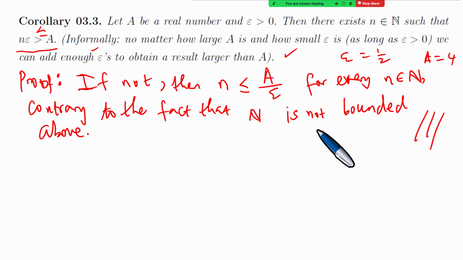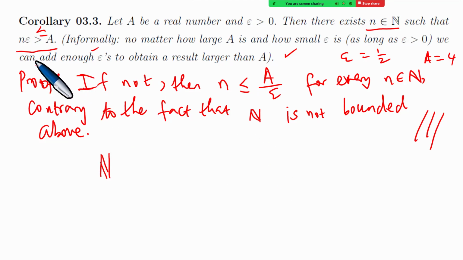Because this is contrary to the fact that n is a natural number. If n is a natural number, it is saying that the set of natural numbers is bounded above. Yet we just proved that it is not bounded above. So this is contrary: given a natural number n, you can find an upper bound, and obviously we know the set of natural numbers is not bounded above. Therefore, assuming the contrary leads to a contradiction.